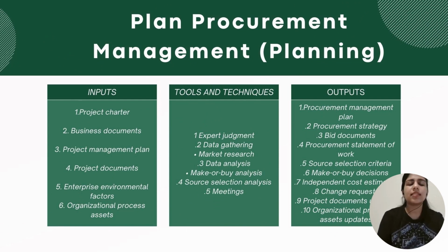Now I'm going to discuss plan procurement management. It includes inputs, tools and techniques, and outputs. In inputs, there is a project charter. A charter is a document that outlines the purpose, goals, scope, stakeholders, and the timeline for the project. Second is business documents, which refers to various documents and forms that are used to manage procurement activity in the relationship between vendors and suppliers.